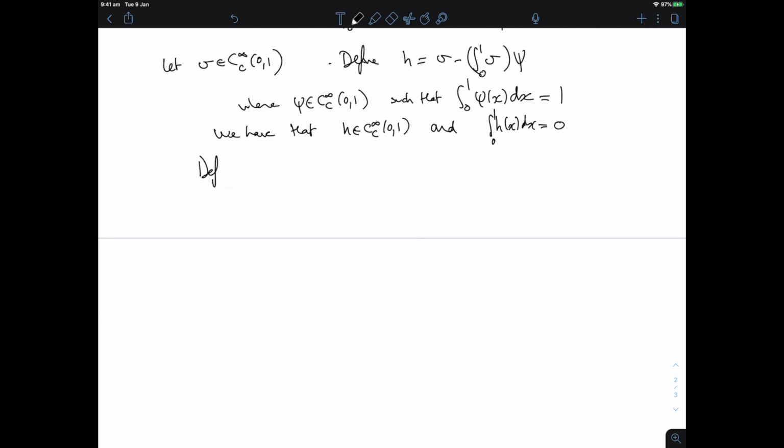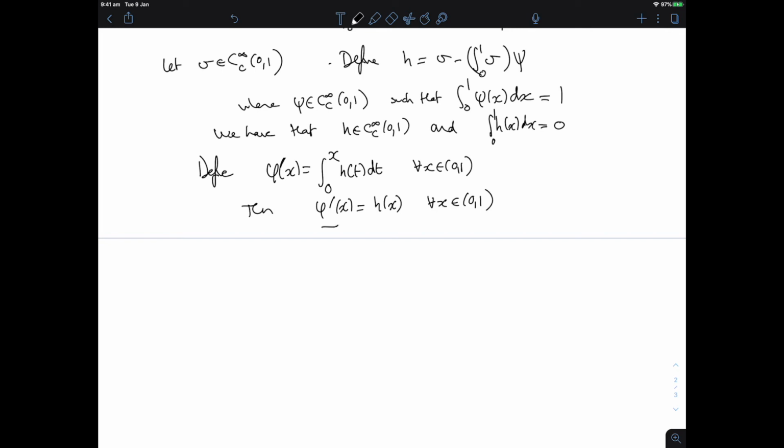So I'm going to define phi of x to be the integral from 0 to x of h of t dt. All of these things are classically differentiable. And so I have that phi prime of x is equal to h of x for all x. Now what I want to do next is show that phi is compactly supported, because if phi is compactly supported, I can apply the fact that the integral of u bar times phi prime is equal to the integral of u times phi prime.